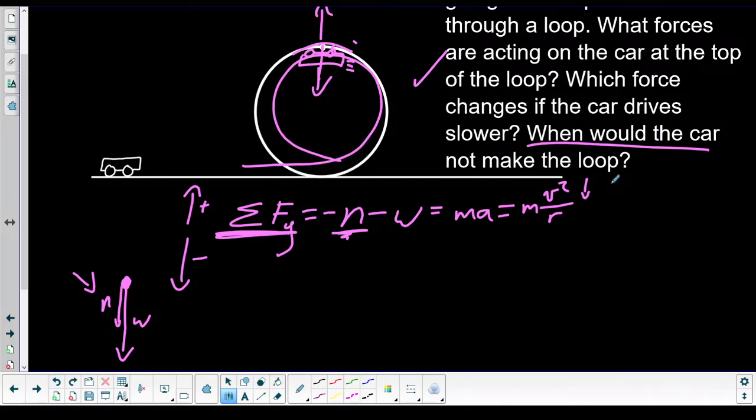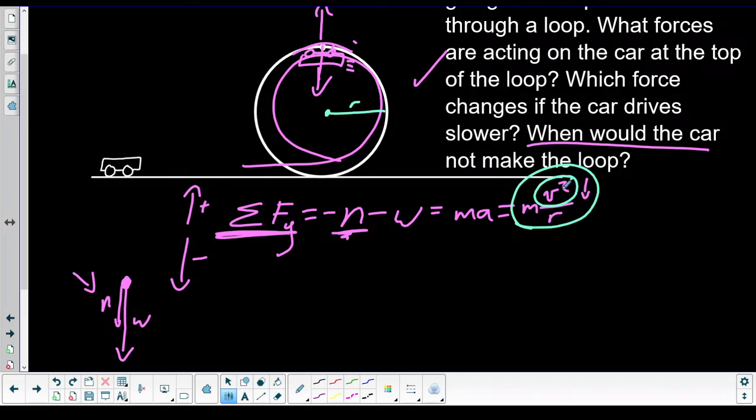So when would the car not make it through the loop? To not make it through the loop, you have to be going too slow. Obviously, if you're going too slow, you're not going to make it through the loop. But why? If I'm going to go through this loop, I am going to go through circular motion, and I must follow this equation. So my force has to be this big, however big it is, depending on my mass, velocity, and radius. More importantly, my mass and my radius.